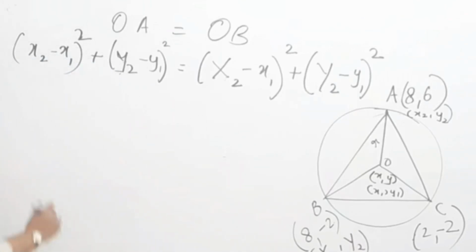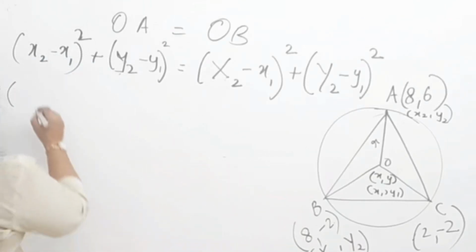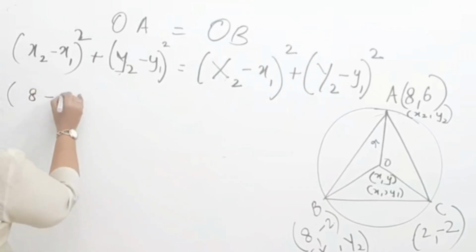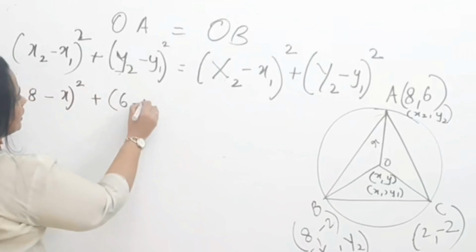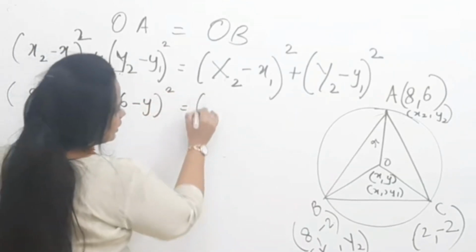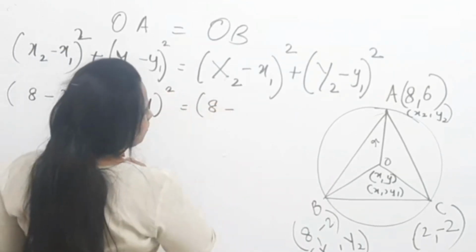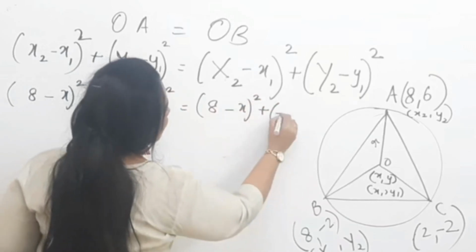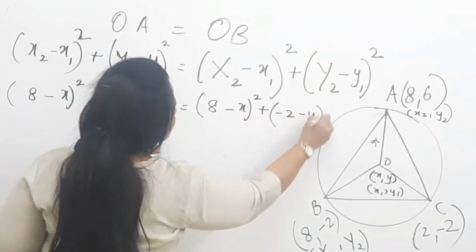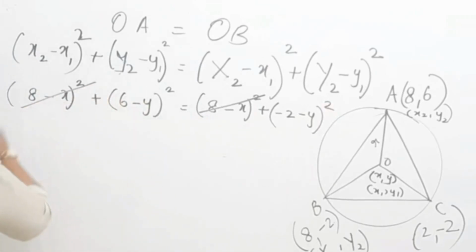So I would have my x2. So x2 is 8 minus x1 is x the whole square plus y2 is 6 minus y the whole square is equal to 8 minus x the whole square plus y2 is minus 2 minus y the whole square. You can see this gets cancelled.